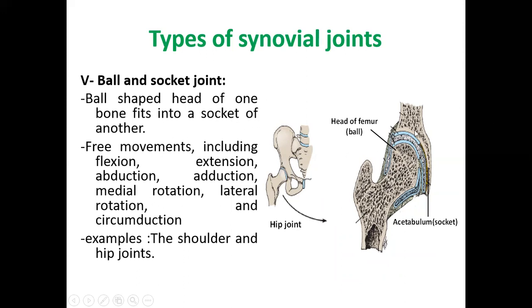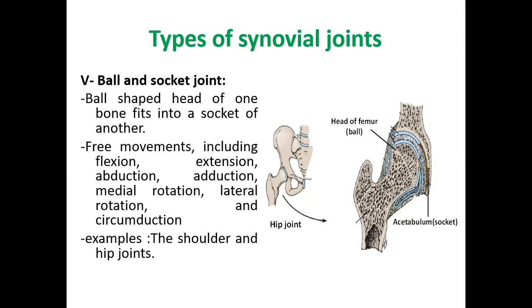Similarly, the head of the humerus fits into the glenoid cavity of the scapula in the shoulder joint. So these are called ball and socket. This is the ball and this is the socket where it will fit. The ball shaped head of one bone fits into the socket of another. So here there are free movements. Lots of movements can take place, including flexion, extension, abduction, adduction, medial rotation, lateral rotation, and circumduction. Circumduction is a combination of all these movements.